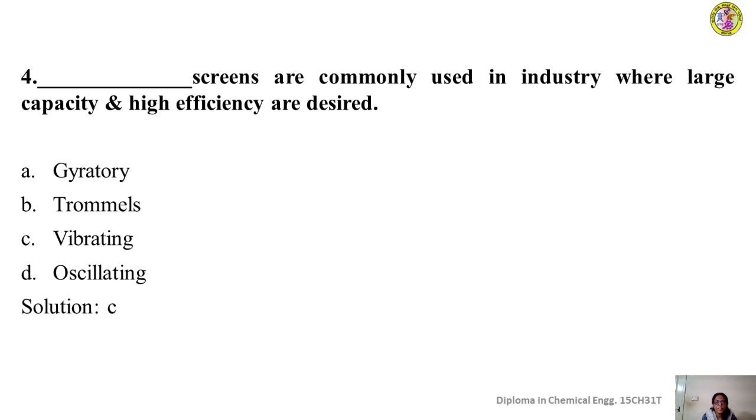Which among the following screens are commonly used in industries where large capacity and high efficiency are desired? Very high efficient operation of screen separation is usually obtained by a vibrating action. So the answer for this question is option C. Vibrating screens are the ones that can be employed for a very large scale capacity or also to get a very high efficiency size separation operation.